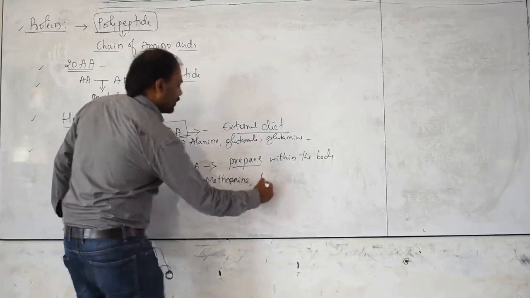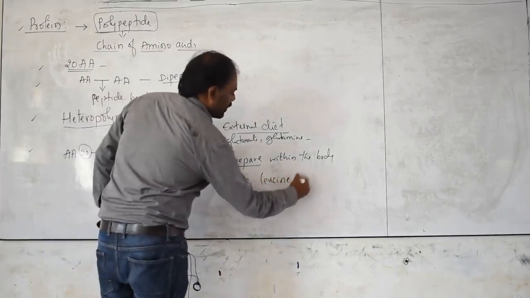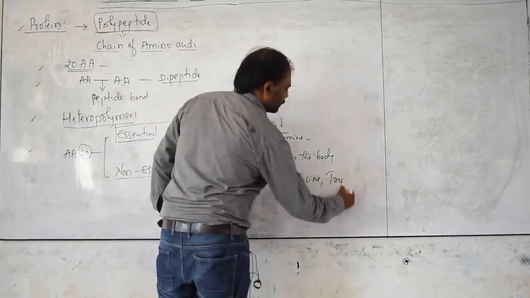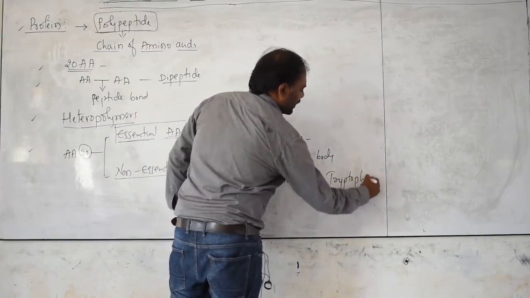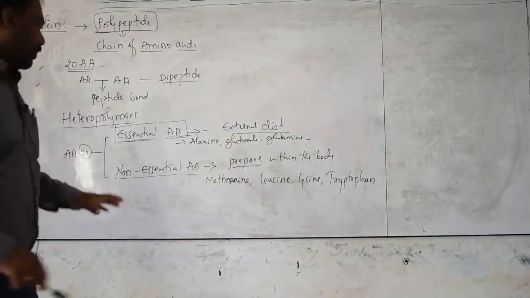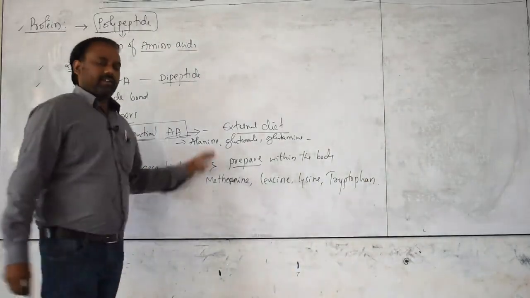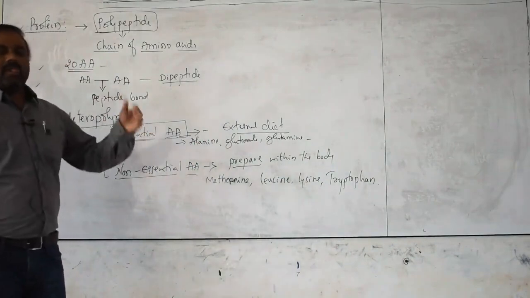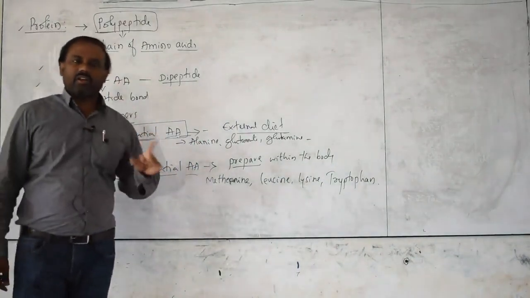Simple examples: methionine, leucine, lysine, tryptophan. See, these are some of the important non-essential amino acids. Very simple. So this classification is mainly based on whether they are produced within the body or not.